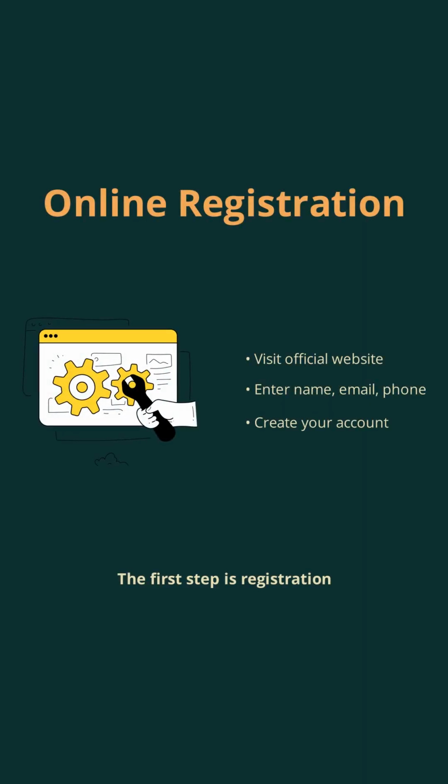First step is registration. Visit the official e-passport website at www.epassport.gov.bd. Here, you'll need to create an account using your name, email address, and phone number. This account will be your gateway to the entire application process. Make sure to use accurate information, as you'll receive important updates and notifications through these contact details. Once your account is set up, you're ready to move on to the next step.